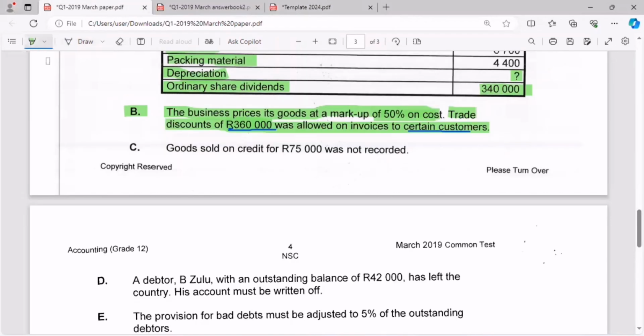Now let us do information C. Goods sold on credit for 75,000 was not recorded. So guys, we have sales that were not recorded. Remember, in the statement of comprehensive income, we record both cash and credit sales. So these 75,000 relate to credit sales that were made by the business to customers. So we made sales on credit to the value of 75,000. And the issue here is these sales were not recorded. So ours is to record this sales amount.